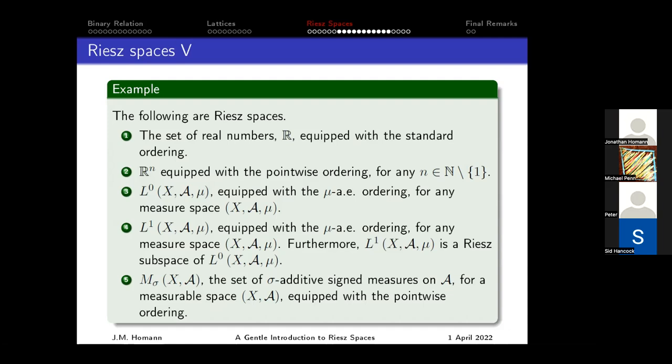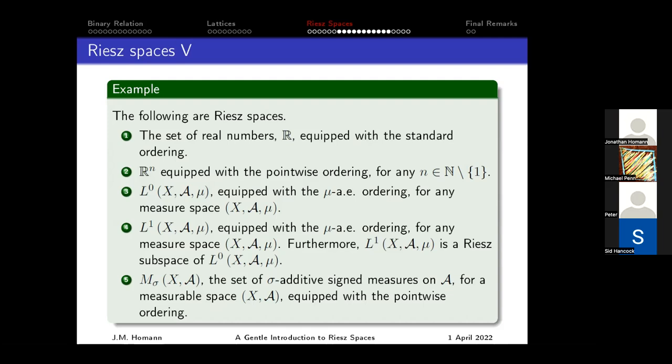So these are not the most interesting ones. What is more interesting is L0 of X and mu. So we'll say that X and mu is a measure space, and we'll set L0 of X and mu to be the set of all equivalence classes of A measurable functions. And we'll say that the mu almost everywhere ordering is that f is less than or equal to g if and only if f of x is less than or equal to g of x, for mu almost every x in the set X.